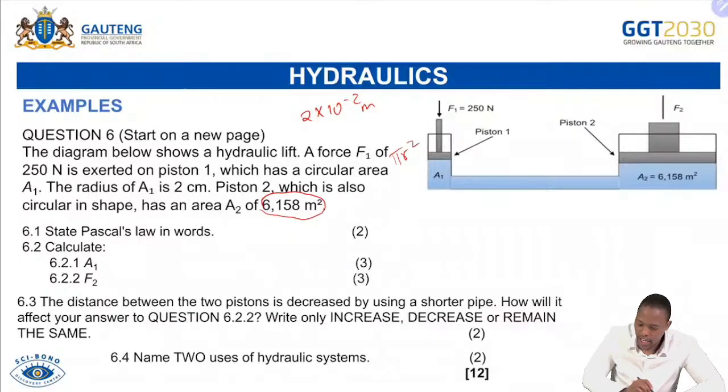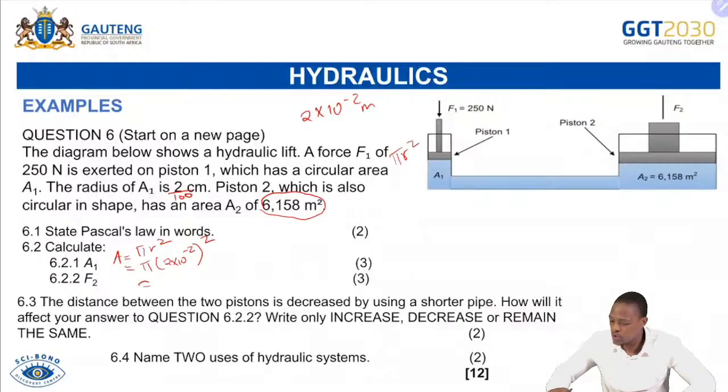Okay, calculate A1, which is area 1. How are we going to calculate A1? We're going to say A equals pi r squared, the formula. Then we are going to say pi. What is the radius? The radius is 2 times 10 to the power minus 2, already converted like this. Or someone will say 2 divided by 100. That is up to you. Then do not forget the square.